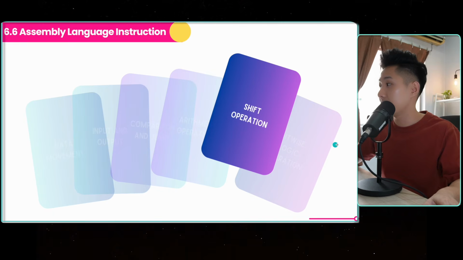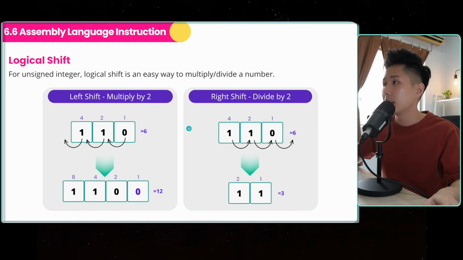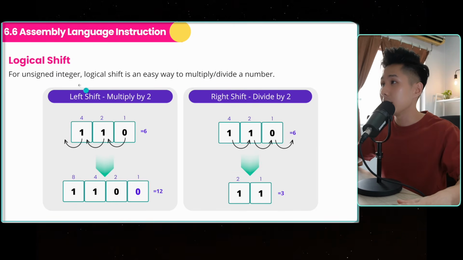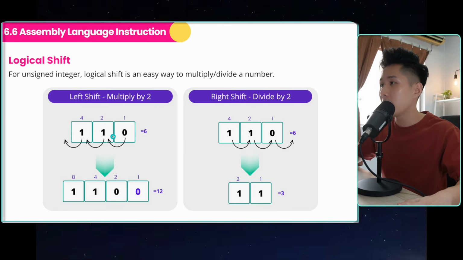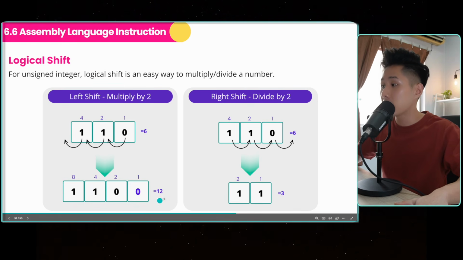So the shift operation is special. It's also related to arithmetic, but we use it for multiplying and dividing. Let me explain. Before I show you what this instruction is useful for, you need to understand what a logical shift is. For an unsigned integer, logical shift is an easy way to multiply and divide a number. Look, 110 in binary is equivalent to 6. But if you left shift each bit one time, you'll get 1100. And if you calculate the denary value of it, it has become 12.